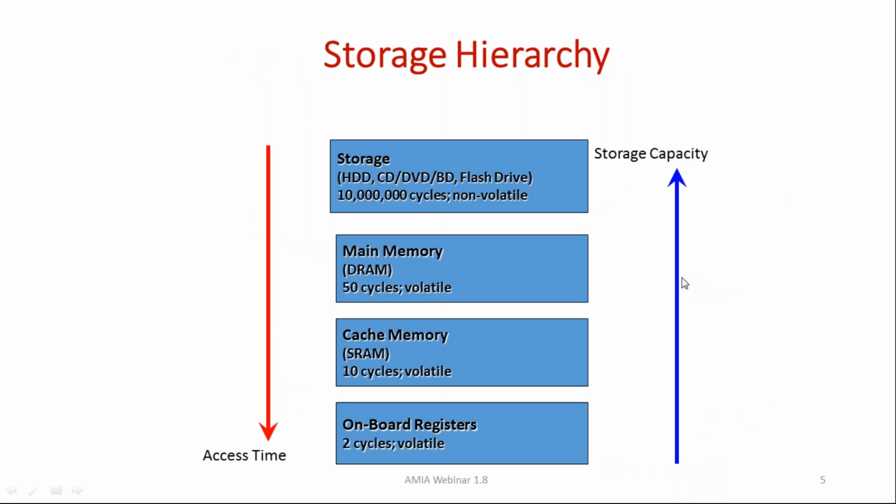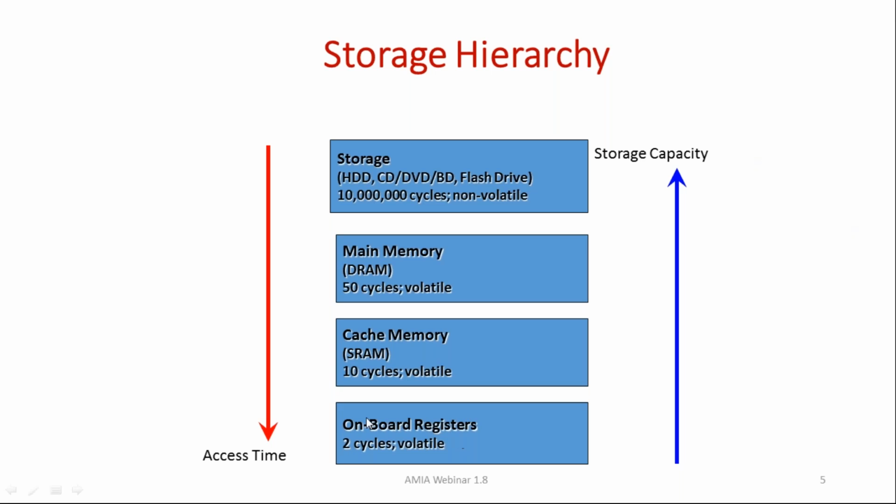Now let's talk a bit about the storage hierarchy. One of the things that we always want with storage is that it be fast, that we have a short access time. And the way that I've specified access time here is in the number of cycles. So a computer, for instance, running at 1 gigahertz would have a cycle every 1 nanosecond, or 1 billionth of a second. And so the example here means that it would take 2 cycles, or 2 nanoseconds approximately, for data to be obtained from onboard registers. These are right on the microprocessor.